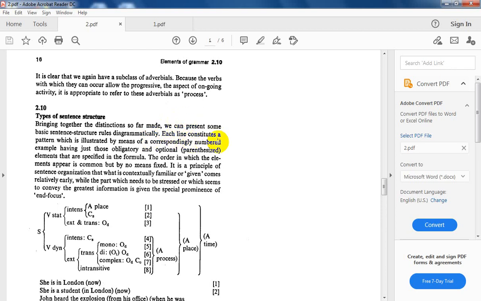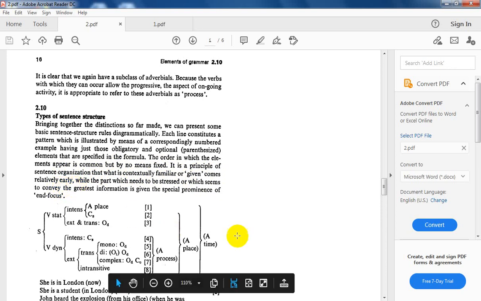Each line constitutes a pattern which is illustrated by means of a correspondingly numbered example, having just those obligatory and optional parenthesized elements that are specified in the formula. The order in which the elements appear is in common but by no means fixed. This is a principle of sentence organization: what is contextually familiar or given comes relatively earlier.